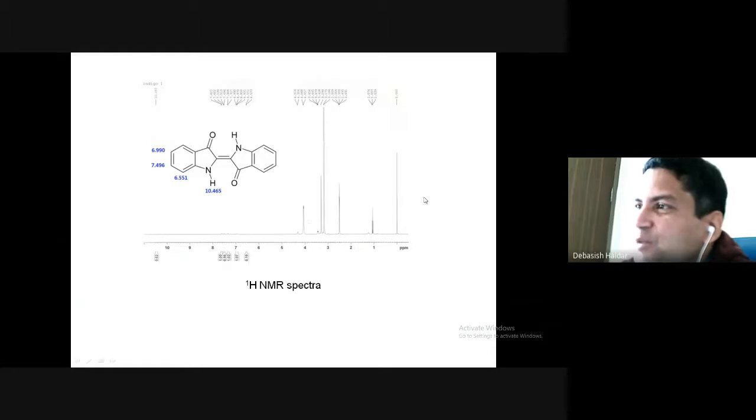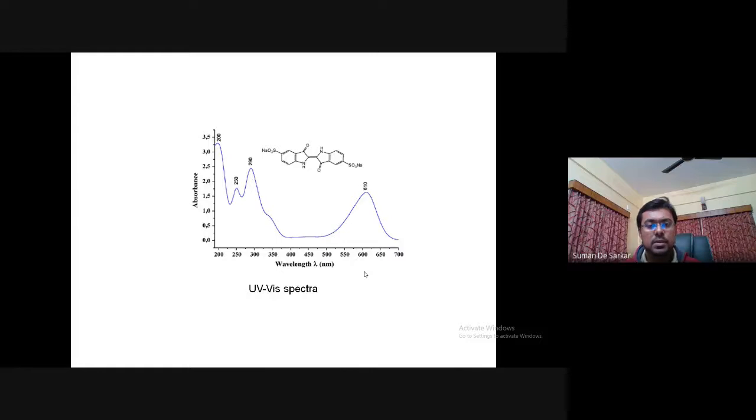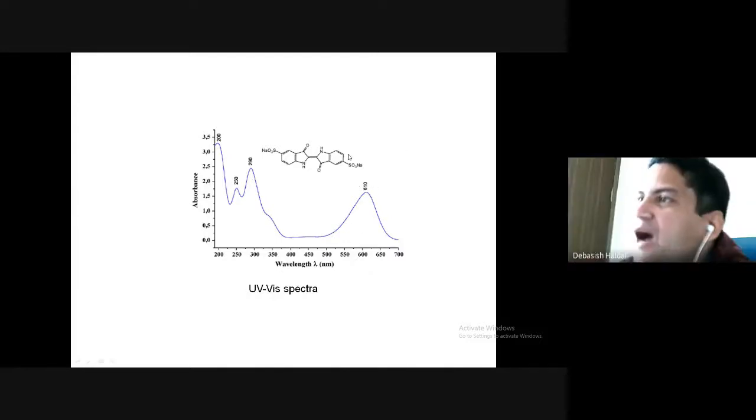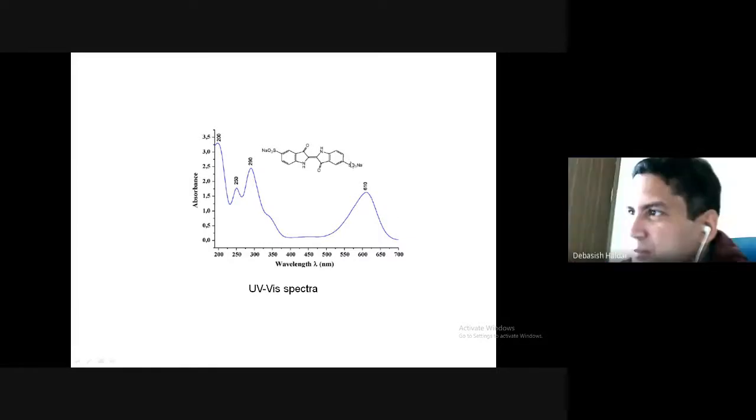So you have to write this analysis in your notebook. One comment there: in the previous slide, it appears to be one derivative of indigo, this SO3Na. People use this to improve the solubility of indigo in water.